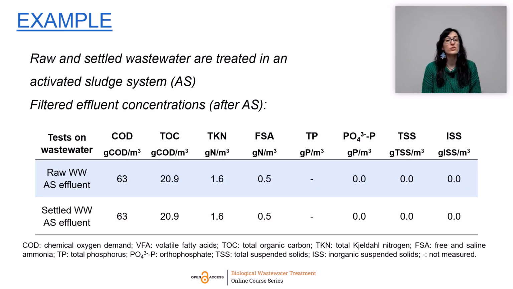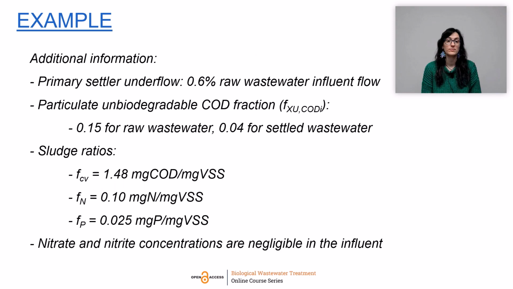We also have information on the effluent concentrations. That means after treatment. We have values of tests performed after treating raw and settled wastewater. We also have additional information, such as the flow of the primary settler tank underflow. That means the stream with the settled solids. We also have information on the particulate and biodegradable COD fraction, and also sludge ratios. And for this case, we can assume that the nitrate and nitrite concentrations in the wastewater are negligible.